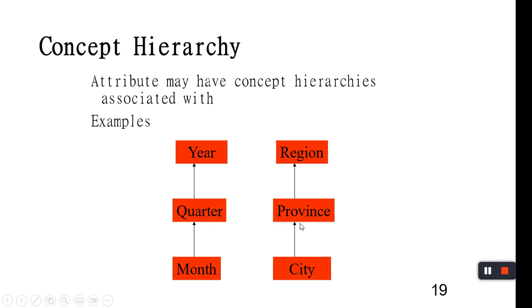Another example of concept hierarchy is with respect to a region. So a region is more aggregate. So if you want to break it down into more details, you can get provinces, and each province will be comprised of cities or municipalities. So that is what we call your concept hierarchy.